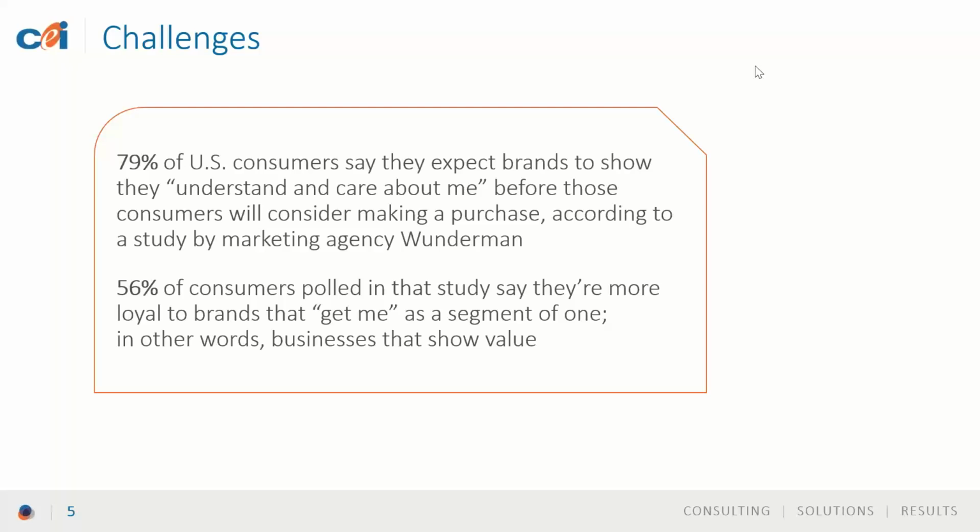So these were some great statistics that we got from marketing agency Wonderman. 79% of U.S. consumers expect brands to show that they understand and care about me before consumers make a purchase, right? And so people want to know that they're being contacted and connected to. They're not just a part of some category or some segment. Instead, they're being reached out directly to.